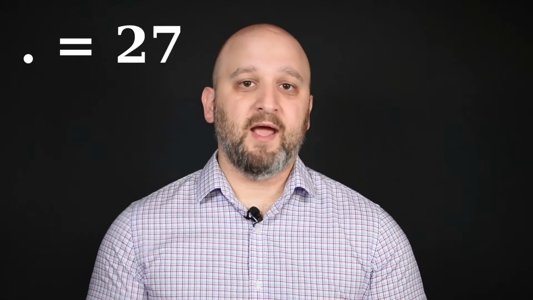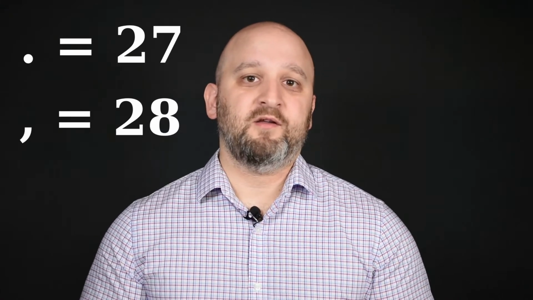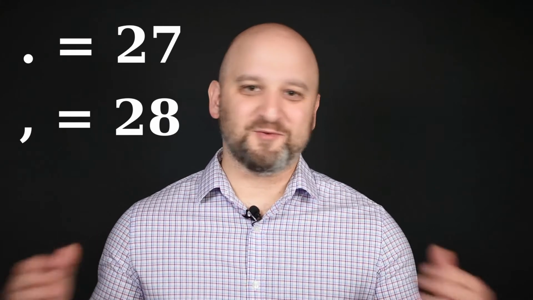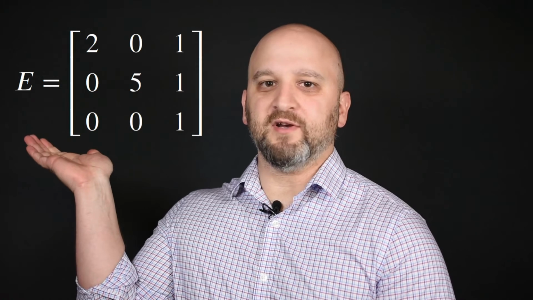Now I could bang my head against a wall and try to think of such a matrix, or I could just add a couple numbers to my scheme so that I end up with a prime number. The closest prime to 27 is 29, so I'm going to add 2 characters to my scheme. I'm going to add a period, which will be the number 27, and a comma, which is 28. Now I have 29 numbers. And I think I could use this matrix as my encoding matrix.